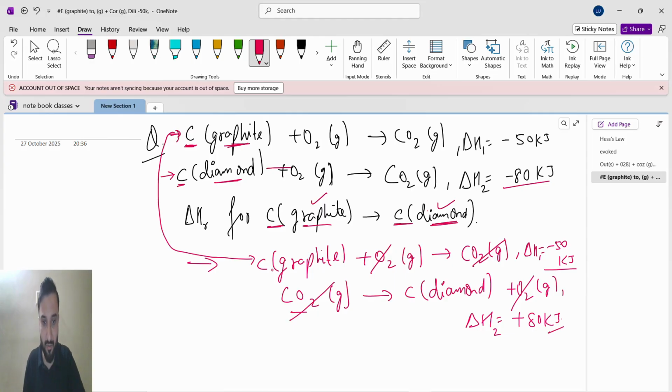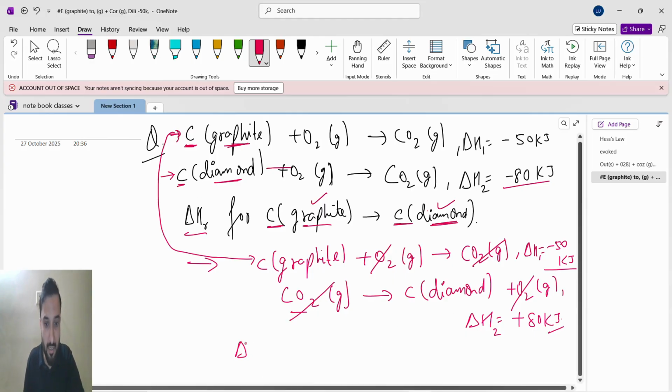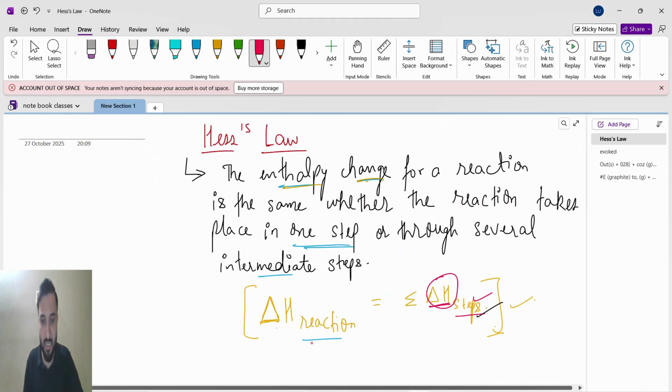So see here, carbon in graphite form will give carbon in the diamond form. That's all there is to it. Delta H we have to find for the reaction. So what will we do? Delta H for the reaction means summation of delta H for every step.